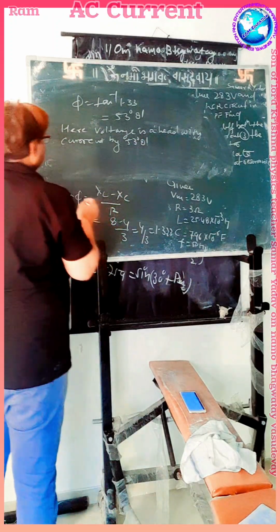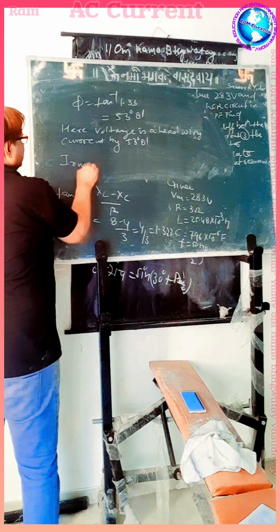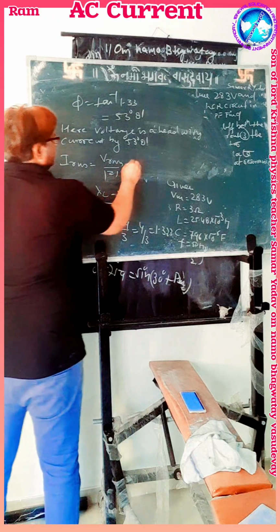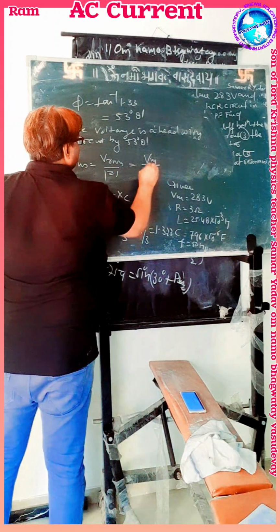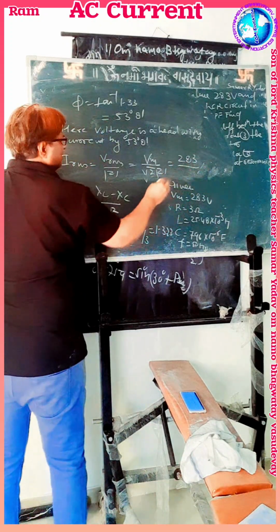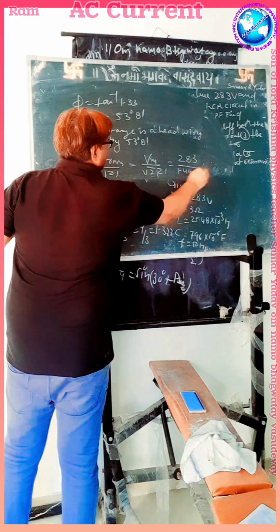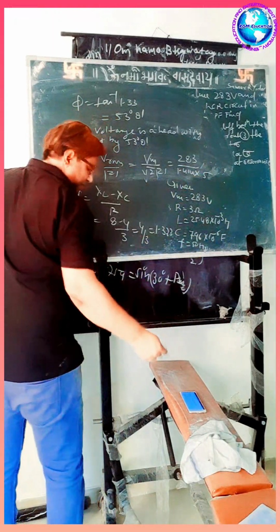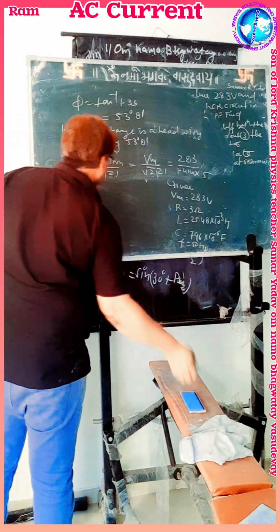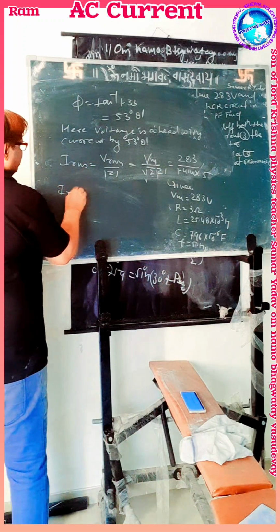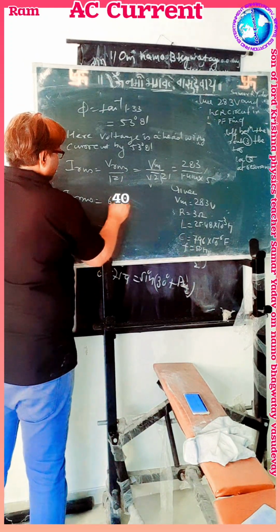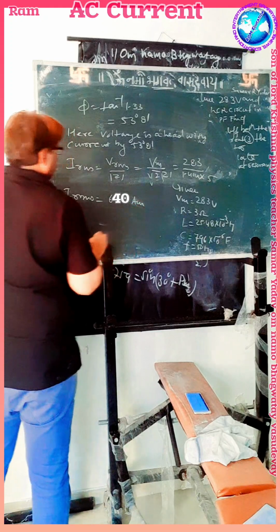After that, we will get IRMS is equal to VRMS upon mod Z is equal to Vm upon root 2 into mod Z is equal to 283 divided by 1.414 into mod Z, that is here 5. Simplifying, we will get here IRMS is equal to 1 ampere.